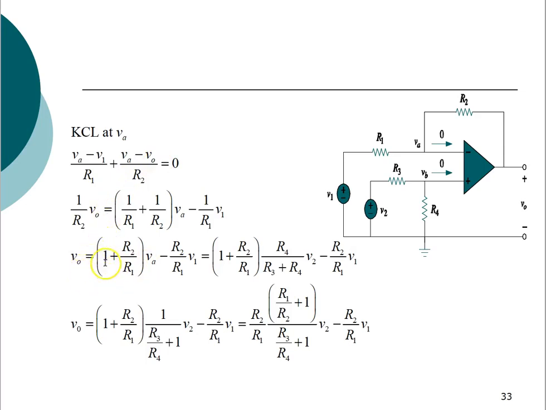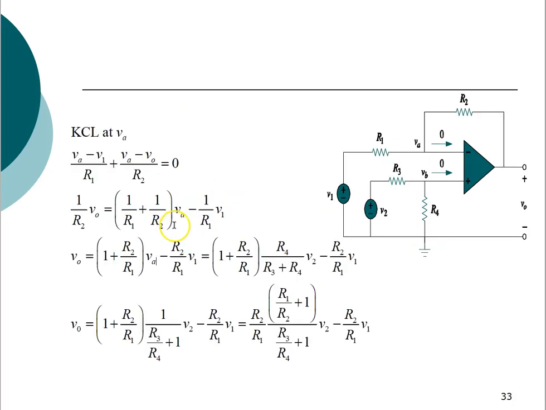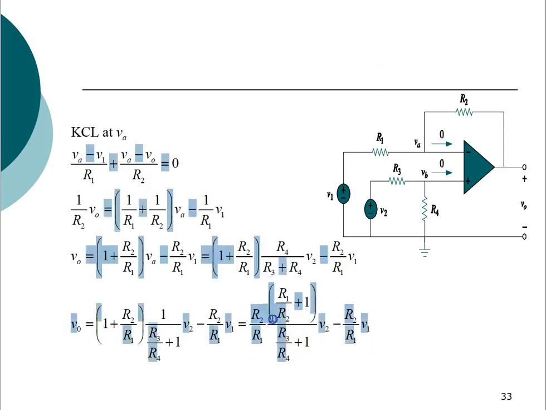So at the end you will get this equation 1. When you simplify finally, V0 will be equal to 1 plus R2 divided by R1 VA minus R2 by R1 V1. The value of VA we already know, because we calculated VB in the previous slide, and VB is equal to VA, which means it is equal to R4 by R3 plus R4 into V2. So just put that value over here and simplify further, and after finally simplifying you will get an equation something like this. So this is the final equation.